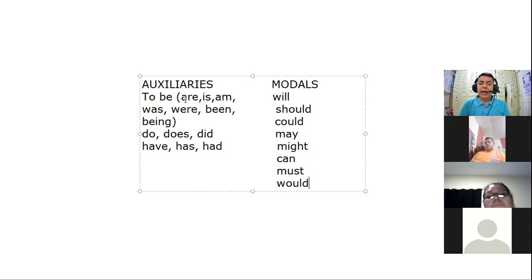So again, auxiliaries are very general. Modals are very specific. Los modals tienen un uso especial cada uno. Understand? Por eso si ven en una gramática que dice auxiliary, es esto. Son todos estos, right? Y si ven que dice modal, son estos que están aquí. Son primos, pero tienen algunas sus diferencias por ahí, ¿ok? Any question? No question, so let's continue, right?